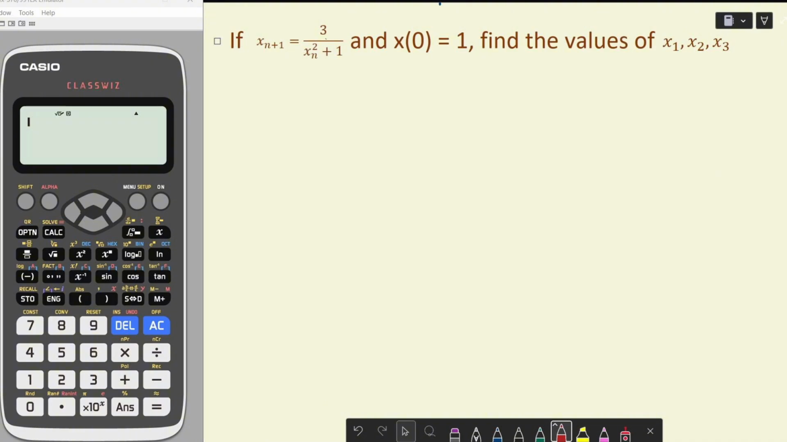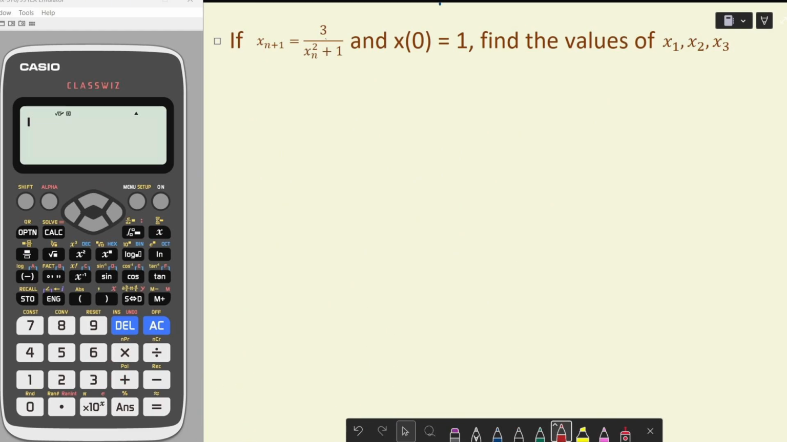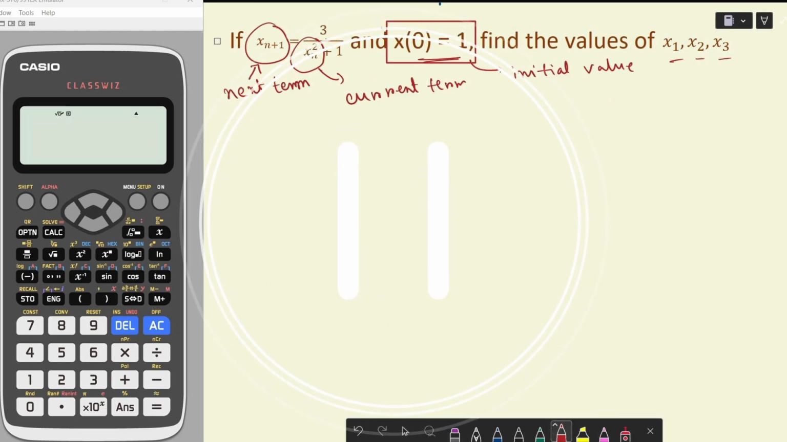Okay, have you tackled the problem? If you have solved it, fantastic. If not, no worries at all. Let's walk through the solution together.